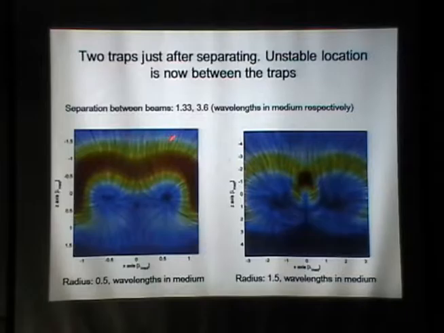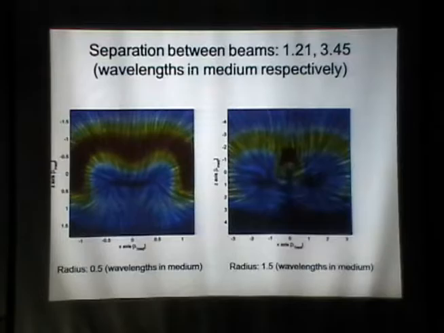So we can see that it's a rather unstable situation here. The particle can be sort of trapped in those little eyes of the picture, but it will unstably probably move between those two positions. And the separation between the beams is slightly bigger here.